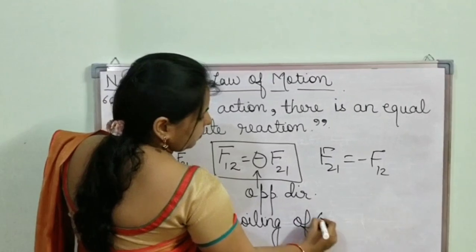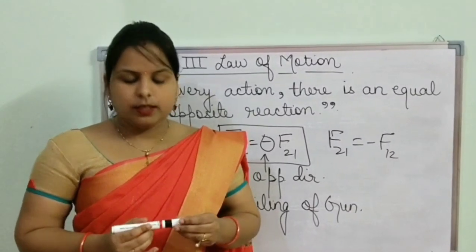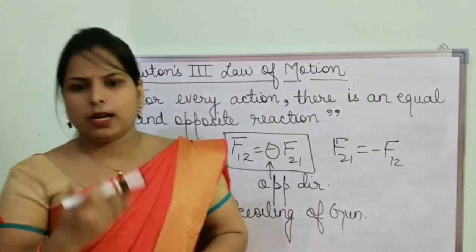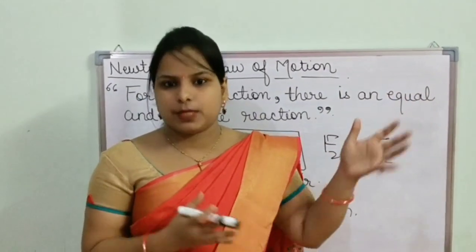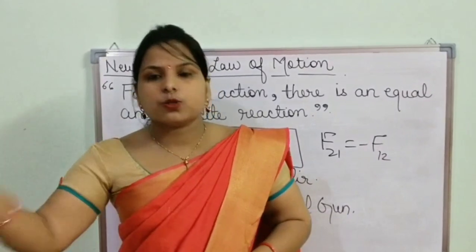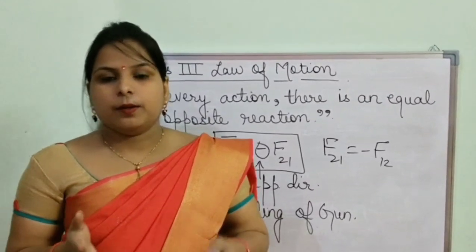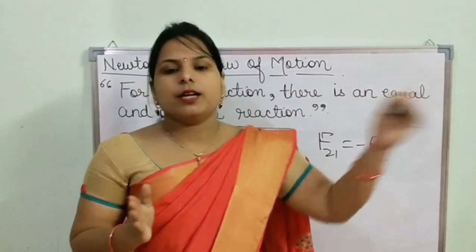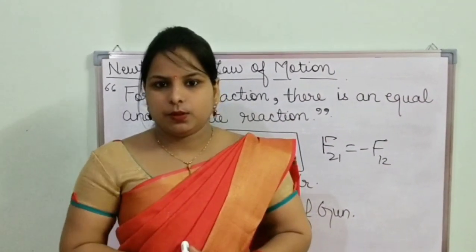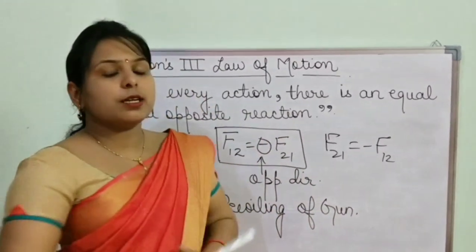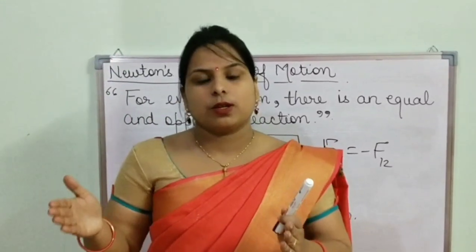that is recoiling of gun. Now what is this recoiling of gun? See, when the bullet is fired from the gun, okay, you all have seen in movies that the bullet moves in forward direction with some speed. But the gun also moves in backward direction, giving jerk to the shoulder of the shooter. Why? Because as the bullet is fired from the gun, the bullet moves in forward direction, that is the action. Okay. But according to Newton's third law of motion, what will the bullet do? The bullet also applies a reaction force on the gun.